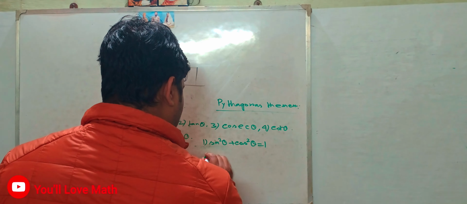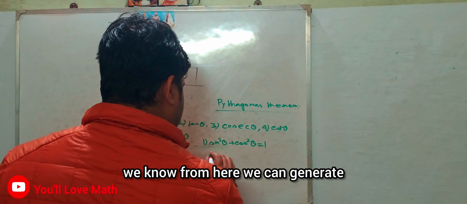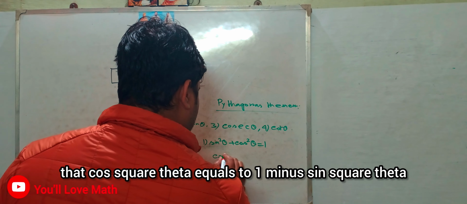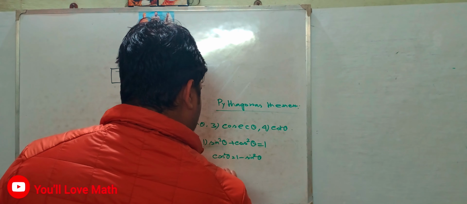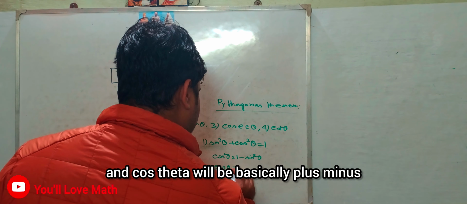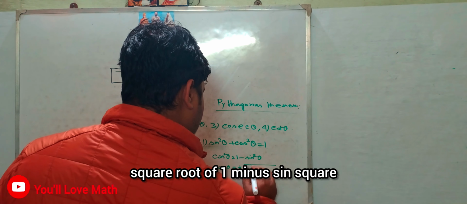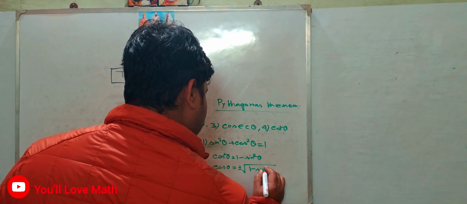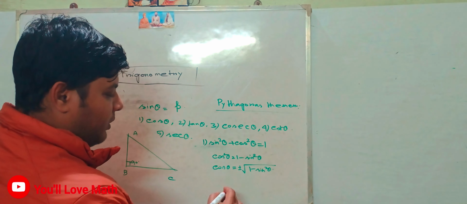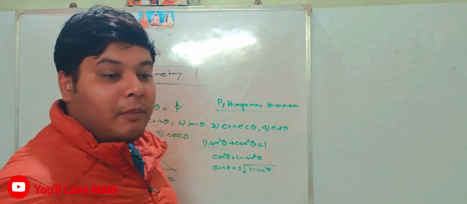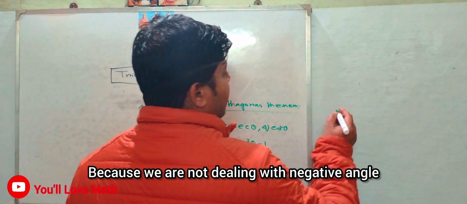So we know from here we can generate that cos square theta equals 1 minus sin square theta, and cos theta will basically be plus minus square root of 1 minus sin square theta. But in class 9 and 10 we can ignore minus. Why? Because we are not dealing with negative angles.